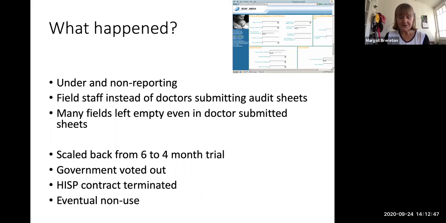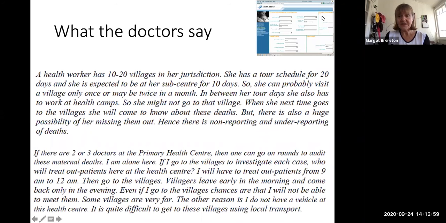So what Ranjini and colleague did was they did an ethnographic study to try to understand what had happened in Andhra Pradesh. And here's the kinds of things that the doctors said, and it points to the fact that they were very overworked and they were unable to get out to a lot of these rural communities in order to do this data collection. So the first one: a health worker has 10 to 20 villages in her jurisdiction, a tour scheduled for 20 days, and is expected to be at her sub-centre for 10 days. She can probably only visit a village once or twice a month.